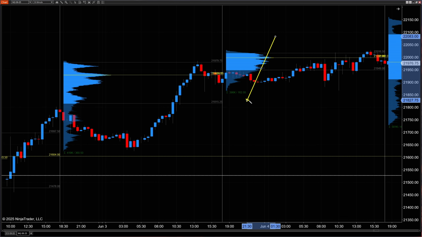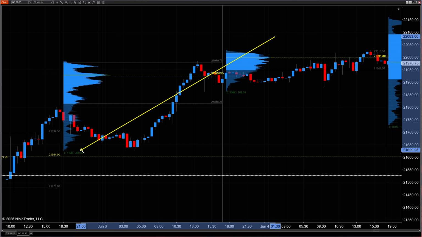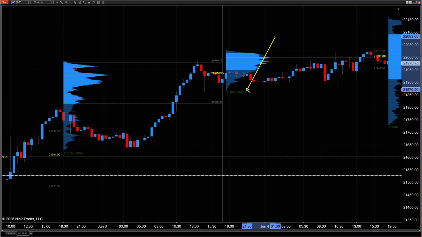Remember, a D-shaped profile represents contraction in the market. Look at the prior day's range, 360 points. Look at the current day's range, 162 points. So yes, we knew that range contracted.